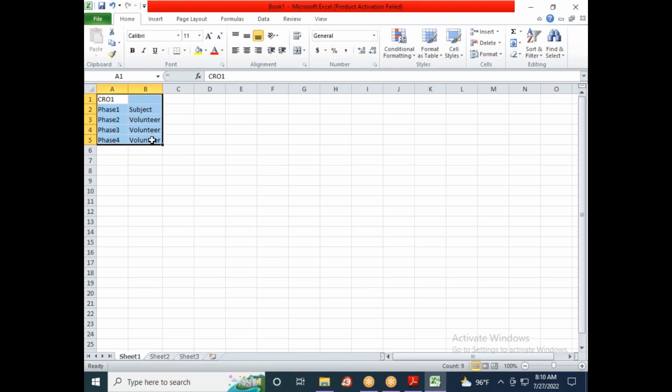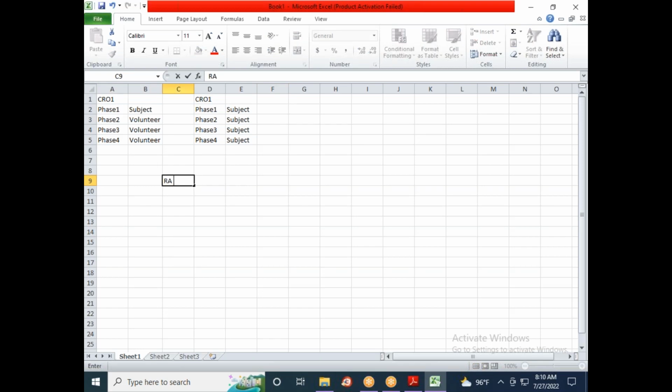The same concept applies in CRO2, where everybody is called a subject. Now, a regulatory person has audited CRO1 data. As per his understanding, whenever he sees the terminology "subject", he will consider it a phase 1 trial. Agree, yes or no? Subject means it is a phase 1 trial.